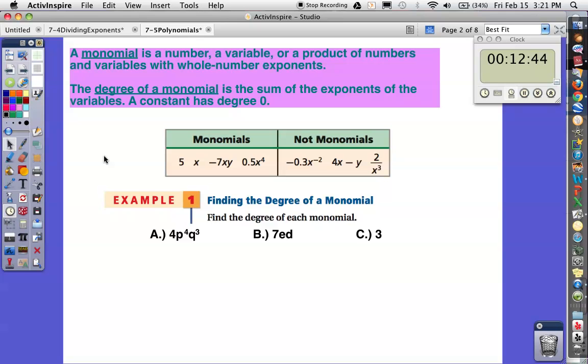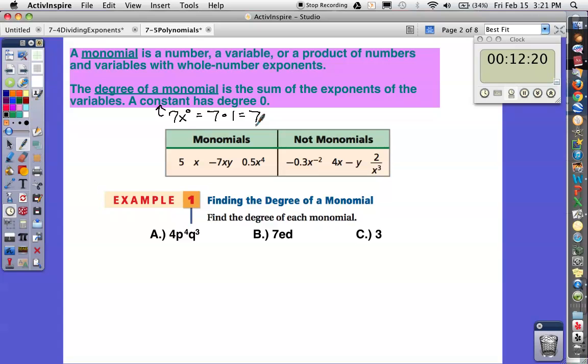Remember, a constant is just a number, so it doesn't have any variables. Maybe it's like 7. It's also degree 0, because if I have 7x to the 0, we know x to the 0 is just 1. This is just 7 times 1, which is really just 7, right? It's a constant. What would the exponent of the variable be? It would be 0, okay?